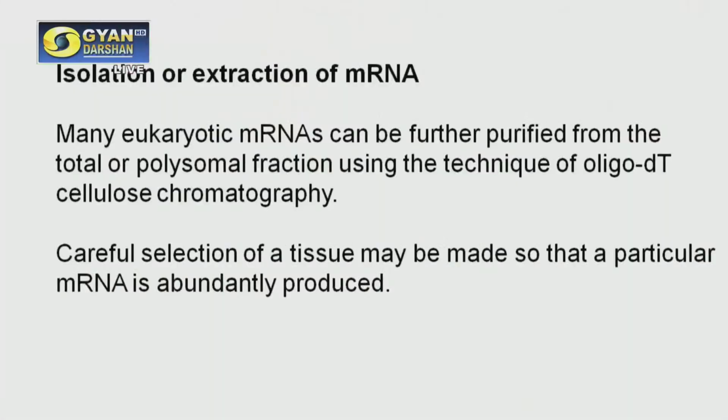Once the messenger RNA is being synthesized, next you go for cDNA synthesis using one particular enzyme called reverse transcriptase, and this is popularly called the RT reaction, the reverse transcriptase reaction. So isolation or extraction of mRNA is the first step. Obviously you need to select a proper tissue from where you are preparing the RNA, from where you are trying to create the cDNA library. That is very important.